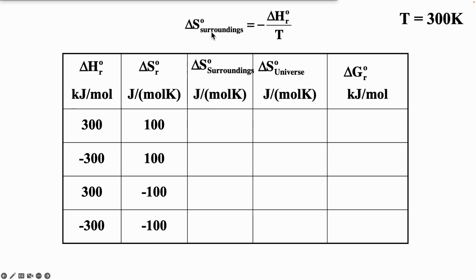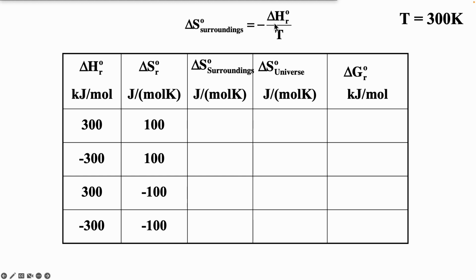And so remember, delta S of surroundings is equal to minus delta H over T. Remember that because we're defining the system as a closed system, and the only thing that's transferred between system and surroundings is heat and work. And so if we neglect work, the only thing that's going to change the surroundings is heat. And so if delta H is positive, that means heat is going from the surroundings to the system, and so the surroundings would be losing entropy.